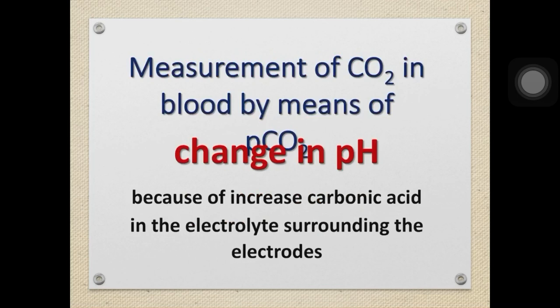So, in PCO2, paano mini-measure ang carbon dioxide, pH? Yung PCO2 electrode is actually a pH electrode. A change in pH is expected because of increased carbonic acid in the electrolyte surrounding the electrode. Yung PCO2 electrode is actually a pH electrode. Anong minimeasure po nito? Change in pH.